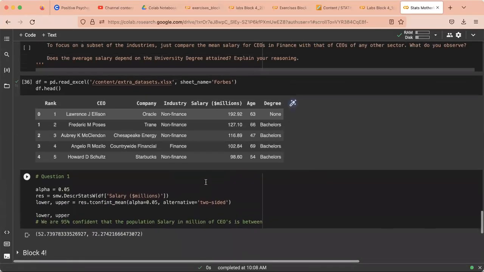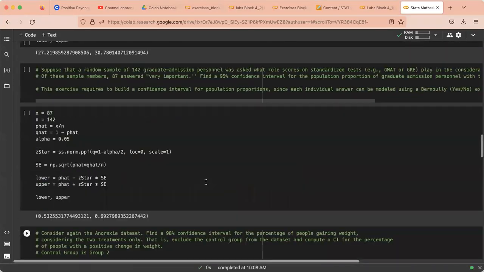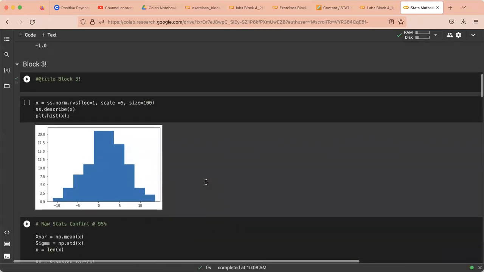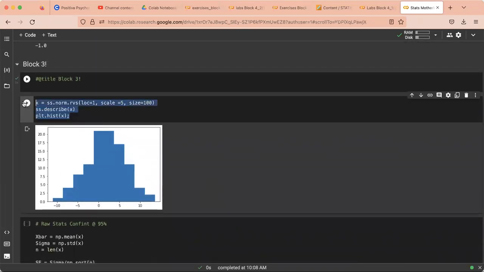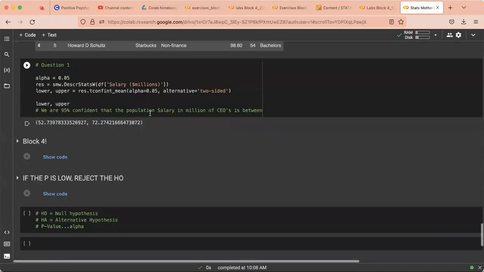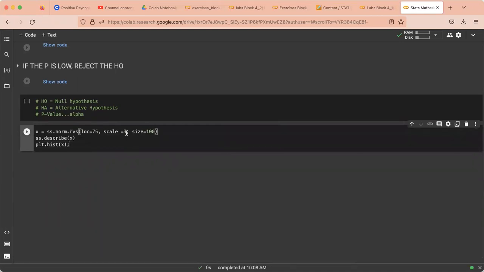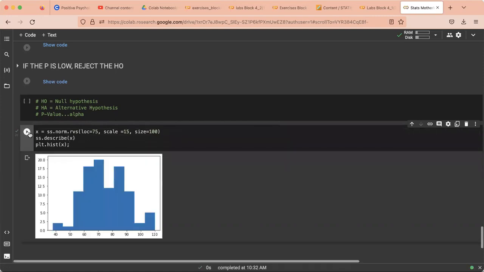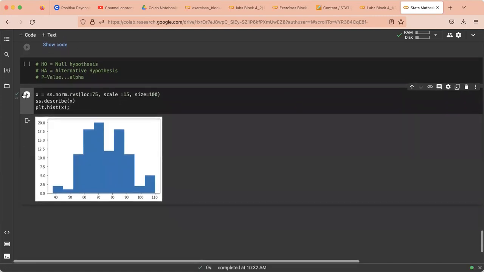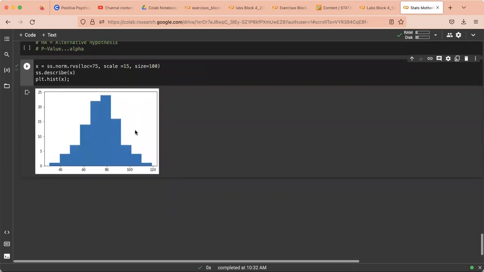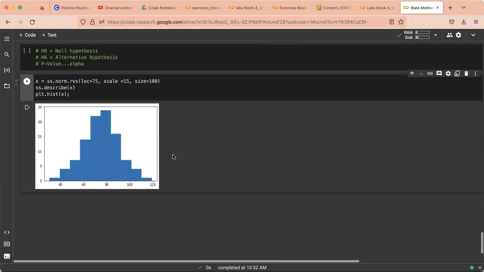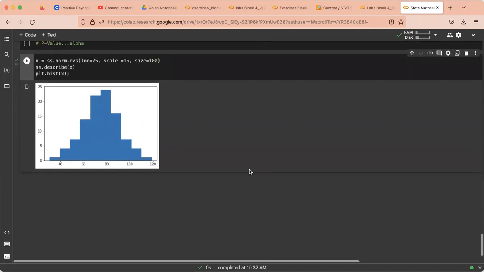So we're first gonna be using the histogram we used in our first review session for block three. I'm literally just gonna copy that and alter some values. So we're gonna do our 75, scale is gonna be 15, and our size is still gonna be 100. That's better, because as you can see, it has a similar bell curve. So we can assume it is similar to normal.